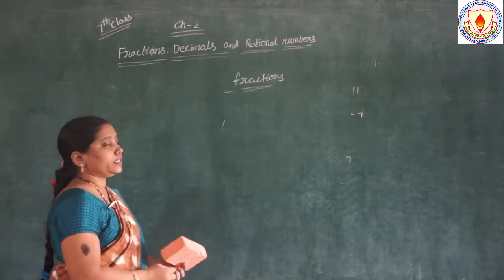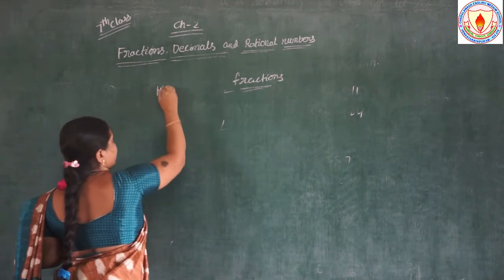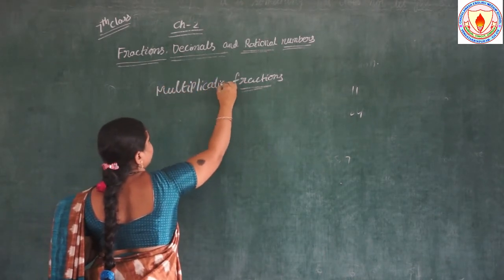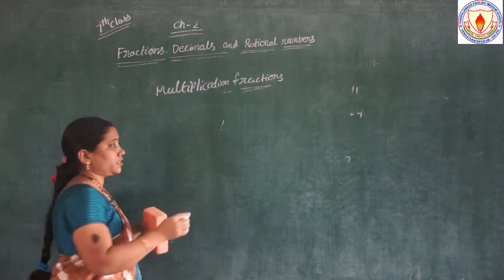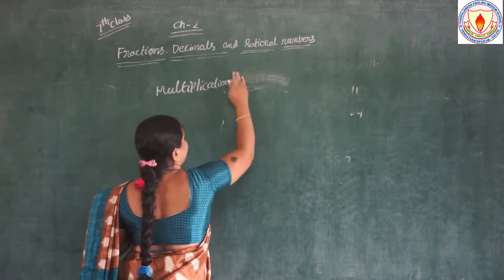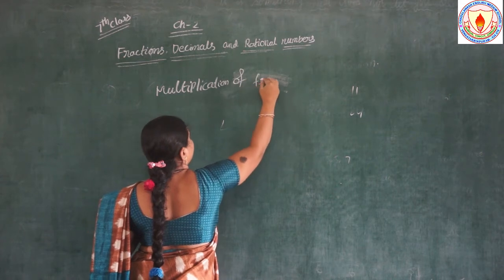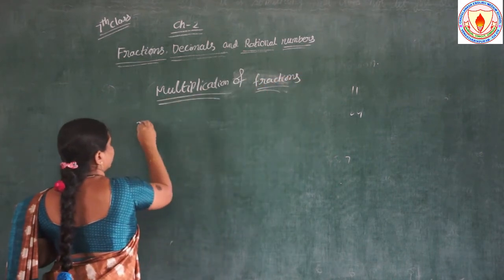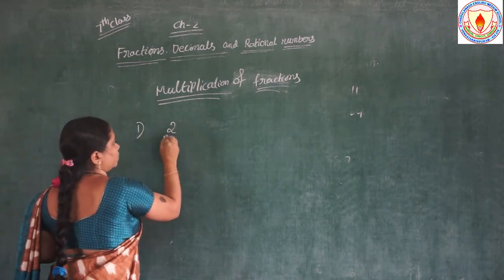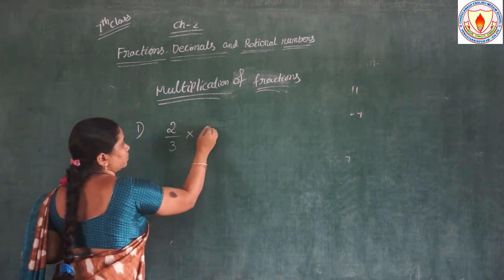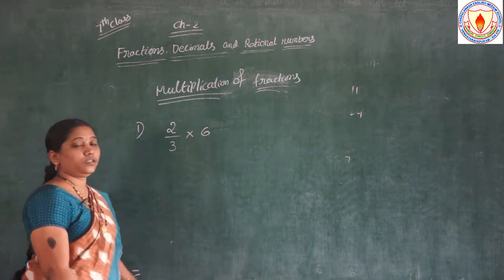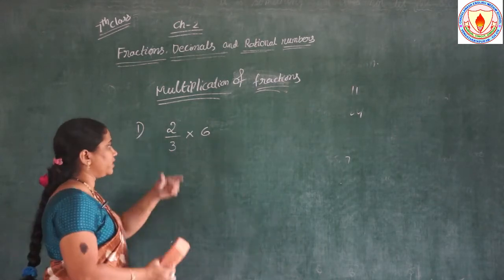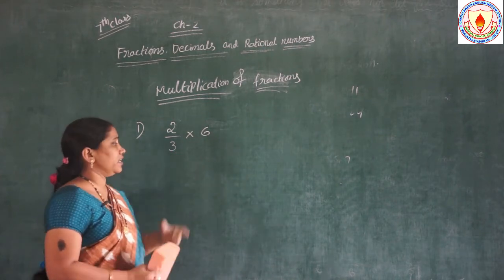Okay, next topic is multiplication of fractions. What is the next topic? Multiplication of fractions. If addition and subtraction come to you, multiplication is very easy. Multiplication of fractions. 2 by 3 into 6. Now how can we multiply the fractions? 2 by 3 is a fraction. 6 is a fraction. Yes, it is a fraction.